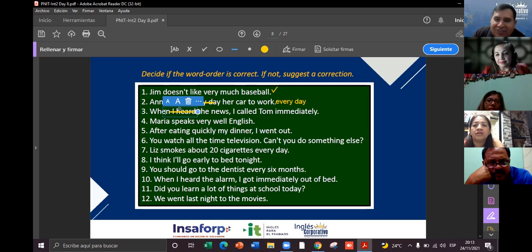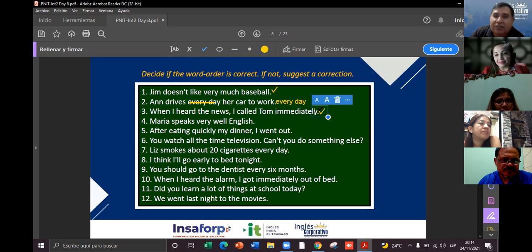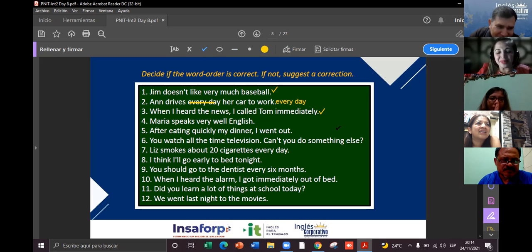My dear friends, did you read the instructions? Decide if the word order is correct. If not, suggest a correction. So in number three, you think that the word order is not correct? Yes, in number three the sentence is right. So why are you suggesting a correction? If it is not correct, suggest a correction. But if it's correct, no. Don't complicate it. Thanks, teacher. The number three, right. You're welcome.